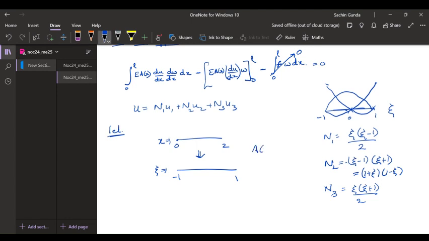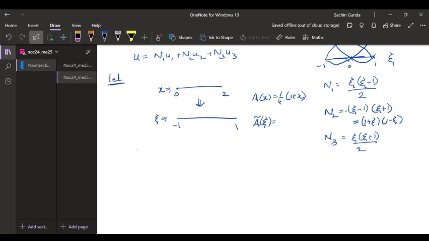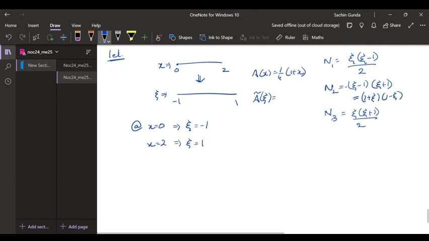And A of x is 1 by 4 times (1 plus x). We want to find A as a function of zeta. At x equal to 0, zeta is -1, and at x equal to 2, zeta is 1. It's just that x is equal to zeta plus 1. It's very obvious, this is the relation. So if you substitute this expression in the area, you will get A as a function of zeta: 1 by 4 times (2 plus zeta).